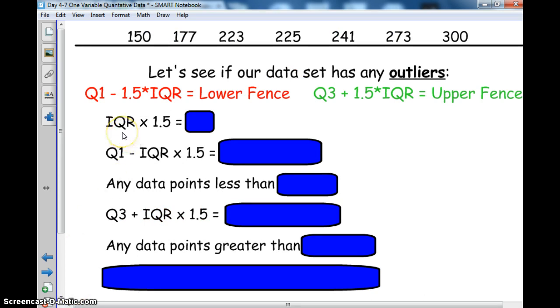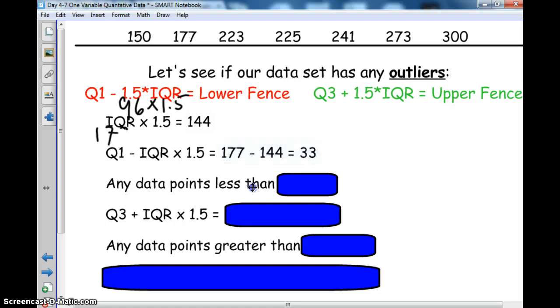So we first found our IQR, and if you remember from the previous slide, our IQR was 96. We take 96 and multiply that times 1.5, and we get 144. So now to find the lower fence, we're going to take that number 144 and subtract it from our quartile 1. If you remember, quartile 1 was 177, so 177 minus 144 gives us 33. So that's going to be our lower fence.